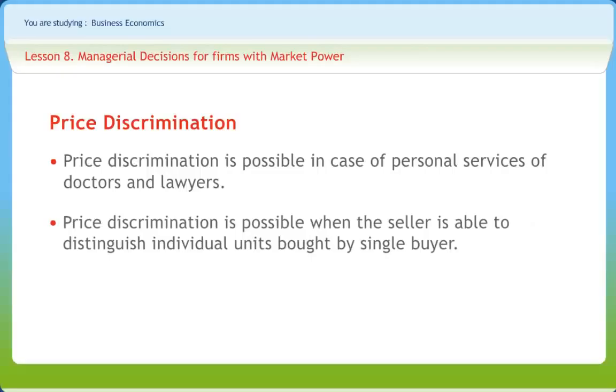Price discrimination is possible when the seller is able to distinguish individual units bought by a single buyer or to separate buyers into classes where resale among classes is not possible.